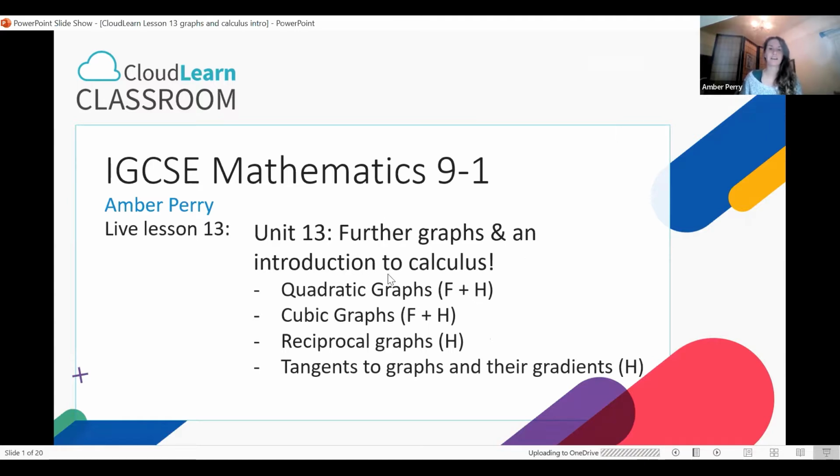But yeah, we're doing unit 25 and 26 today, or at least the beginning of 26, which is further graphs and then an introduction to calculus. Now I'm going to focus more on the graph stuff because it's for everyone. It's for foundation and higher. I will do a little bit of an introduction into differentiation, which is higher tier only.